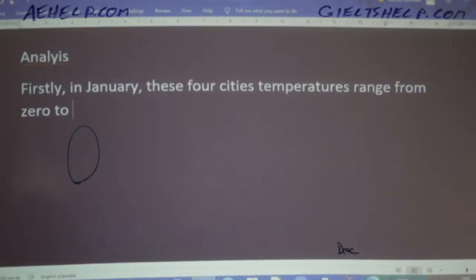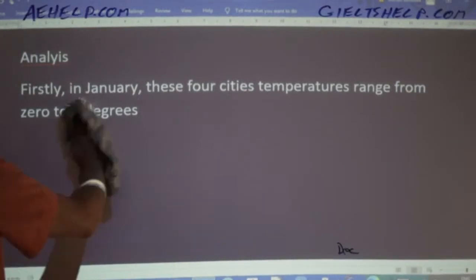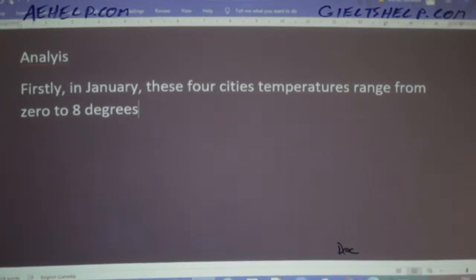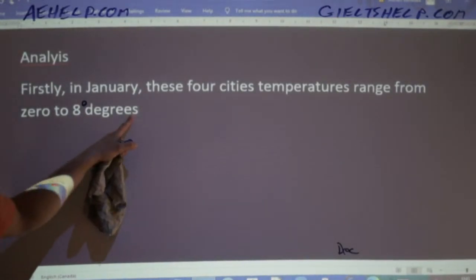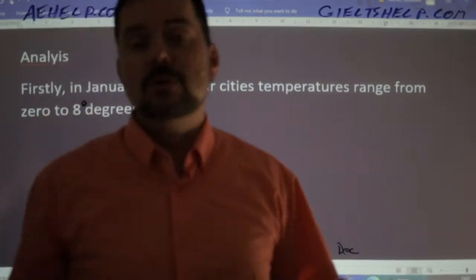So firstly, in January, these four cities' temperatures range from 0 to 8 degrees. Now, I don't actually know the shortcut to using the degree symbol, but in the actual IELTS, if I were writing this on the paper-based exam, I would use the little symbol for degrees instead of writing the word. On the computer-based exam, I probably wouldn't search for the symbol unless I know it. So whenever possible, you should always use the symbol instead of the word.